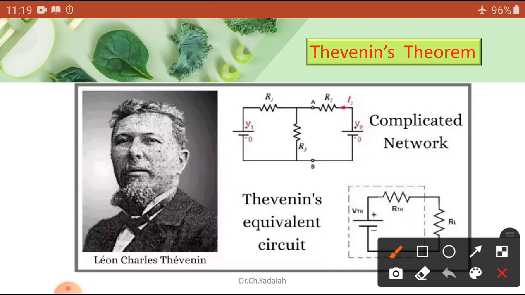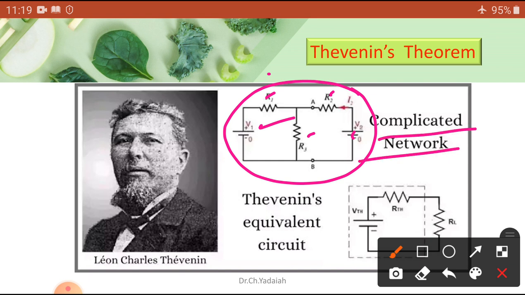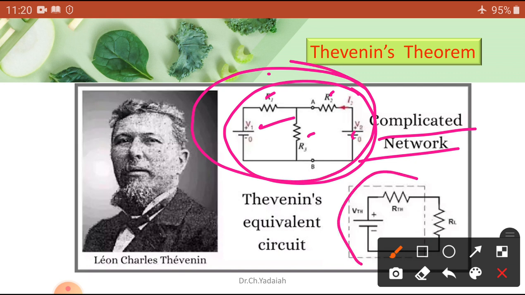Whatever the circuit, a complicated circuit, here simply one, two, three elements and two sources. What you have seen previously is a number of voltage sources and a number of elements interconnected in star, delta, series, parallel and different manners, the total complicated network. This complicated network is simplified into only this single network, Thevenin's equivalent circuit. Whatever the complex circuit, it is simplified with one voltage source and one ohmic value connected in series, and here the terminals are placed.